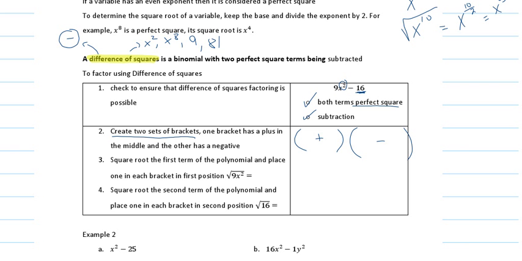Then, square root the first term of the polynomial and place one in each bracket in the first position. So what's my first term here? My first term is 9x squared. When I square root 9x squared, what do I get? 3x, right? Remember that you square root the number, and then for the letter you divide the exponent by 2. 2 divided by 2 gives me 1. Good. So I'm going to put 3x in the first position of each bracket.